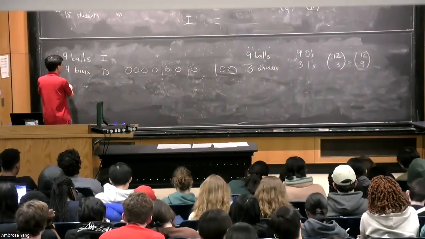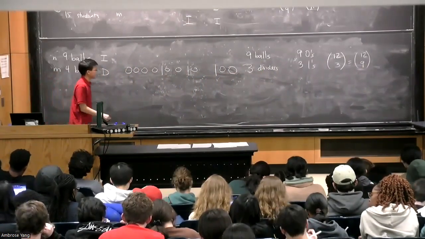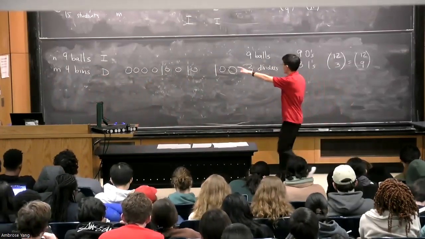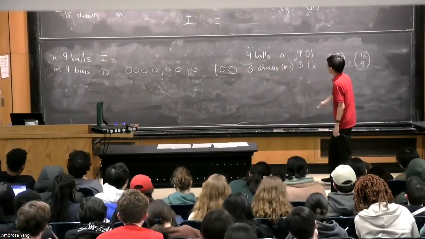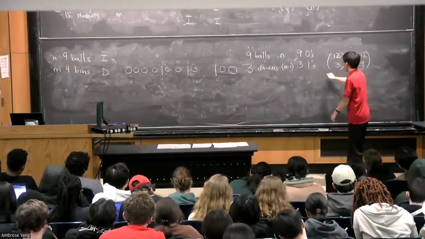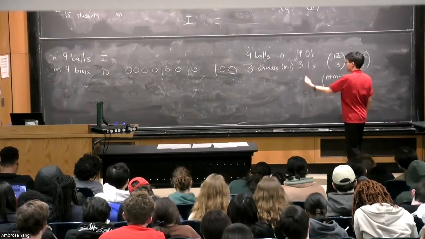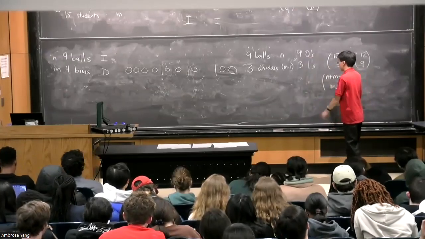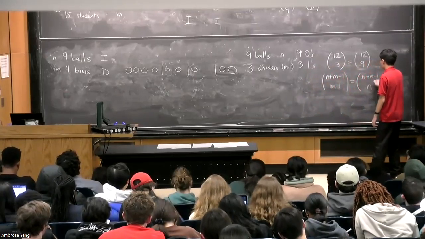So if I have n balls and now I have m bins, what are the total number of ways to do balls and bins? Well, I need n balls, m minus 1 dividers. Well, that's the same thing as having n zeros, m minus 1 ones. That's a total of n plus m minus 1 spaces. And I choose out of those spaces either m minus 1 of them to put the ones, or I choose n of them to put the zeros.